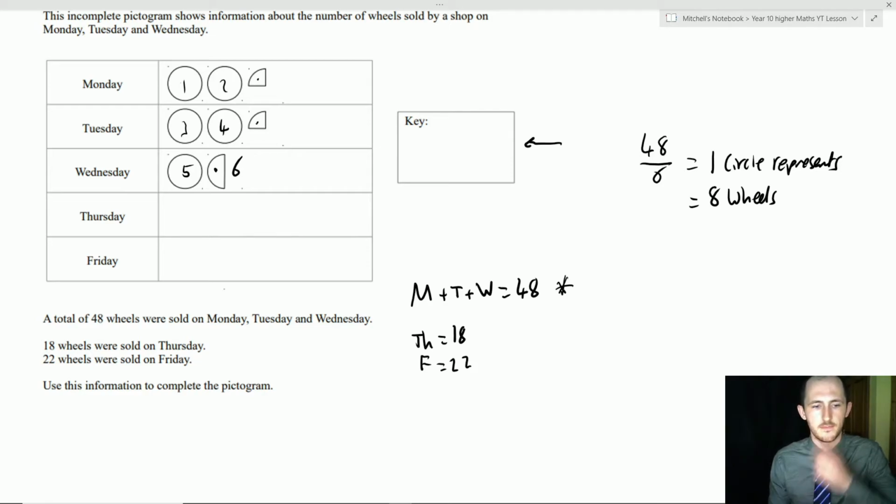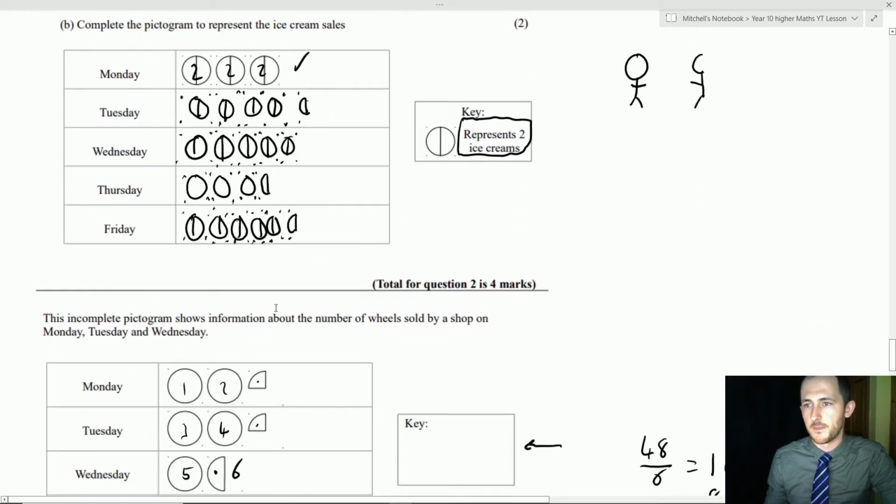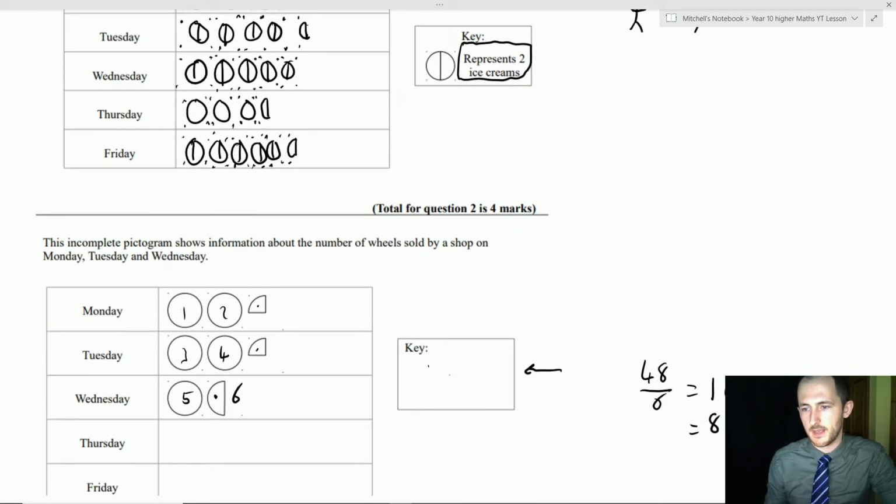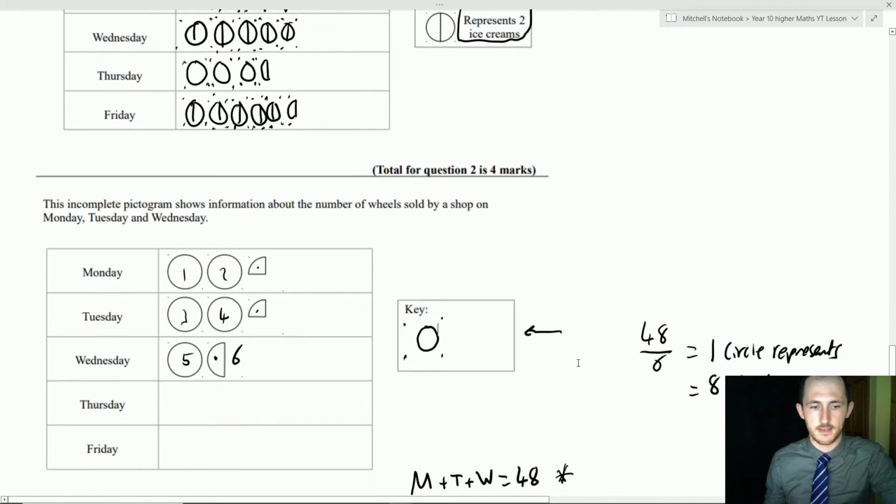Everyone okay with that? Certainly seems like it. Good. Perfect. So in other words, we now know how much 1 circle is worth. So if we look at the key for the previous question, we have to draw the circle. So let's draw the circle. It also has 4 dots. Does that make sense?